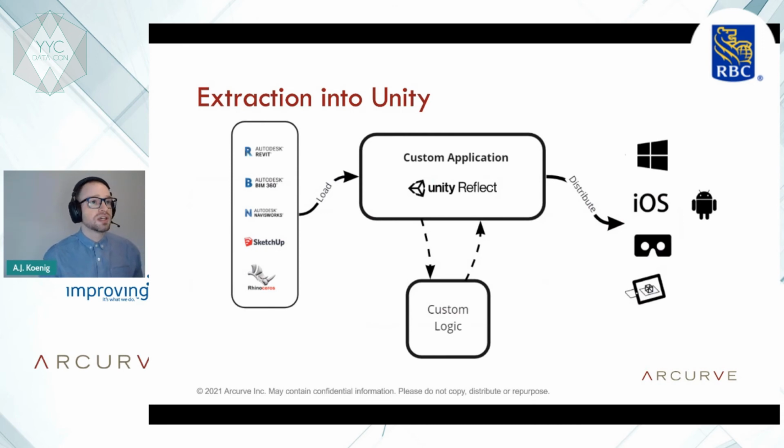First, out of the box, Unity Reflect supports streaming data from all 5 of the major BIM services. These are Revit, BIM 360, Navisworks, SketchUp, and Rhino. Streaming this data is extremely advantageous for our application since the end user doesn't have to have the entire model stored in memory. This is going to allow us to support low power devices such as modern-ish phones.